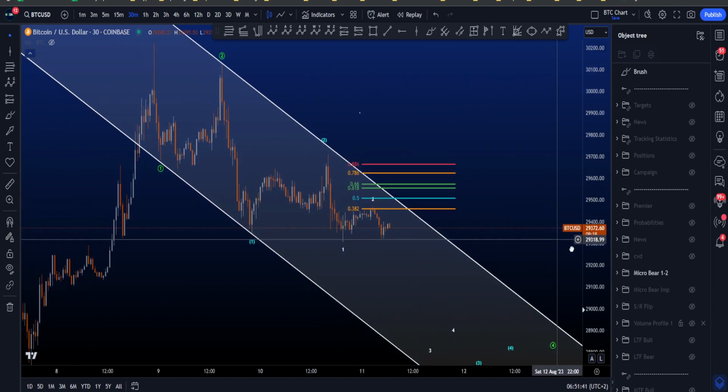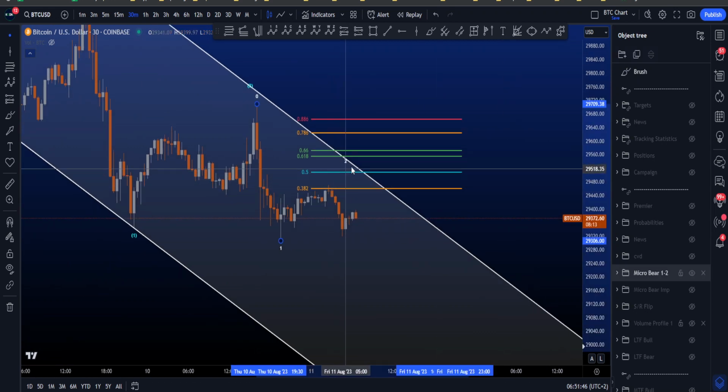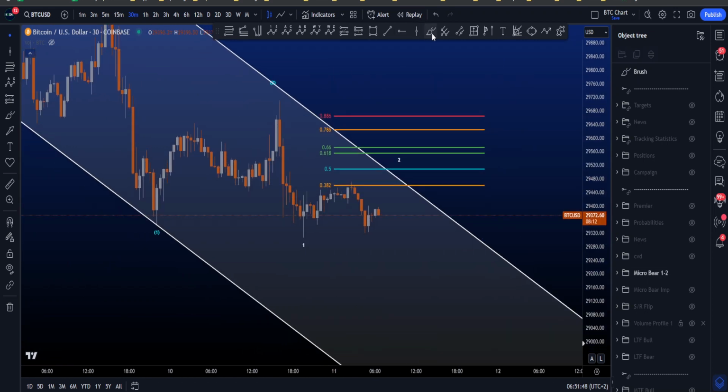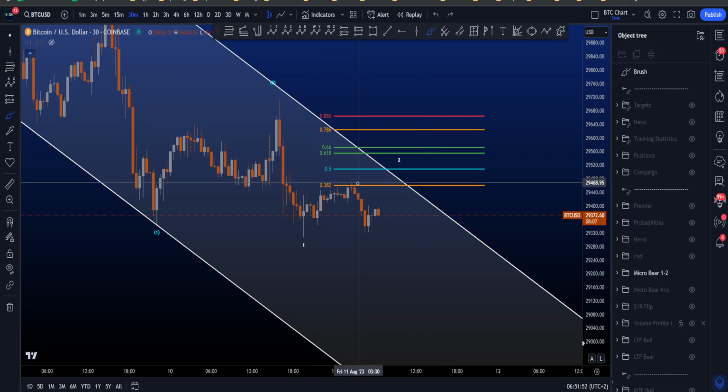Now in this scenario, you can see that this wave 2 could potentially already be finished or another high to be made, because a minimum target for wave 2 is the 3A2. It's a bit more rare, but still a target nonetheless.